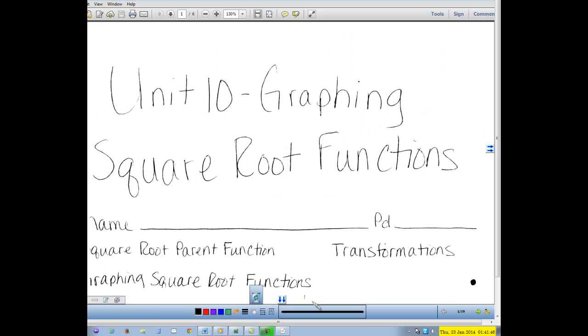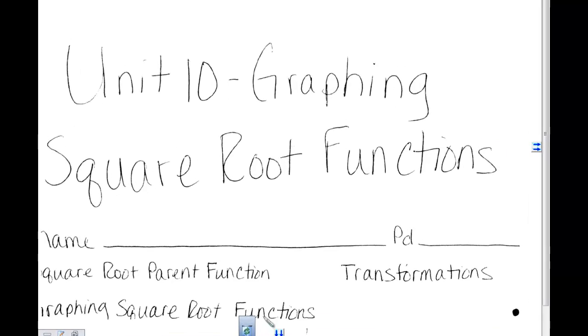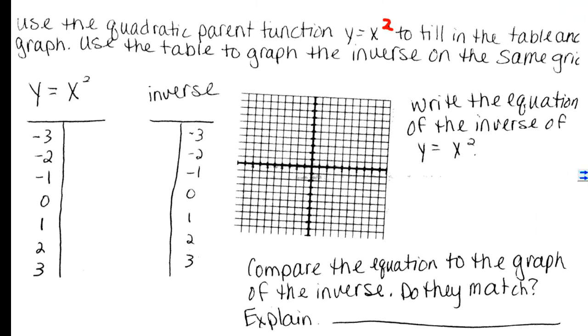We continue Unit 10, Graphing Square Root Functions, with Flap 4 in our foldable, covering quadratic and square roots as inverses. Use the quadratic parent function, y equals x squared, to fill in the table and graph. Use the table to graph the inverse on the same grid. First thing we need to do is get our ordered pairs for y equals x squared.